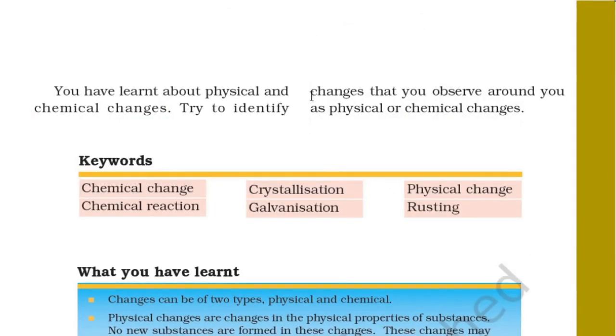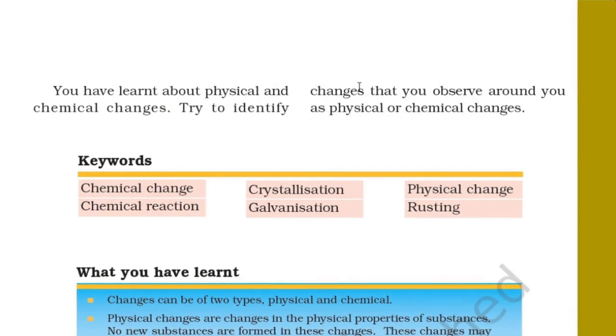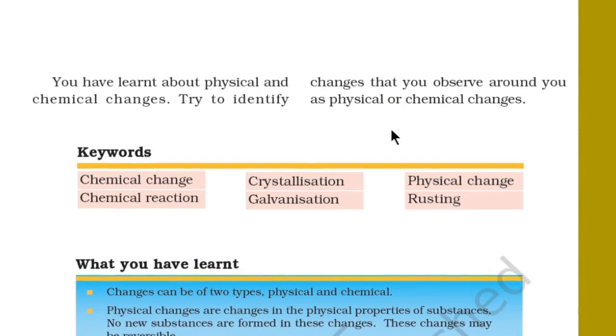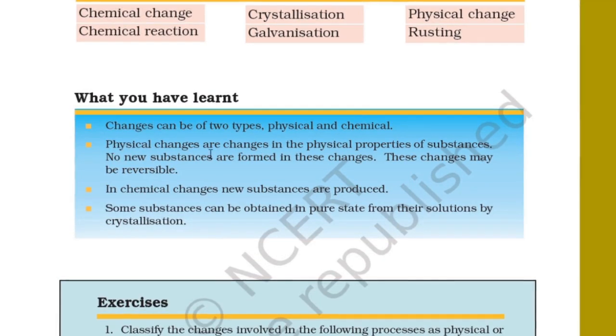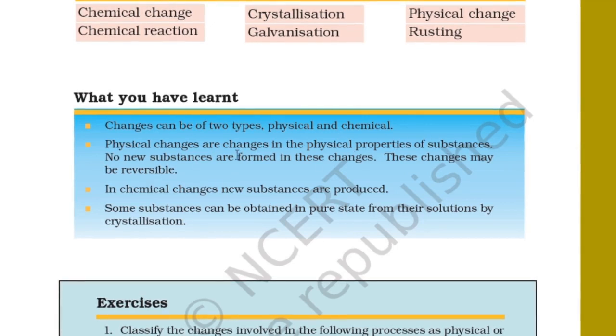You have learned about physical and chemical changes. Try to identify changes that you observe around you as physical or chemical change. So we will see in a nutshell what we have learned so far. Changes can be of two types, physical and chemical. Physical changes are changes in the physical properties of substances. No new substances are formed in these changes. These changes may be reversible.